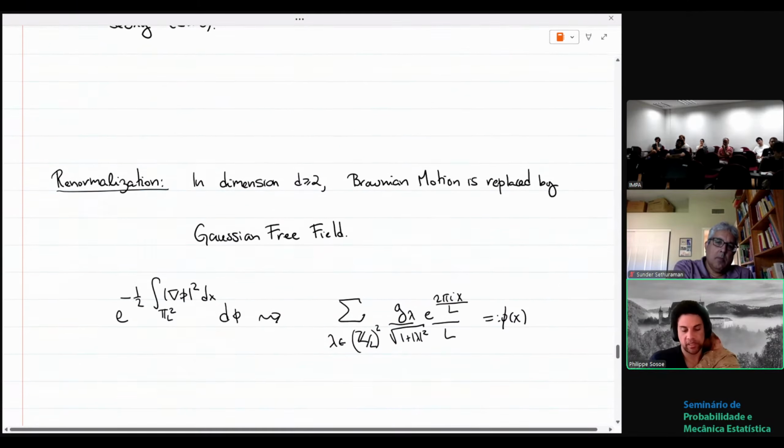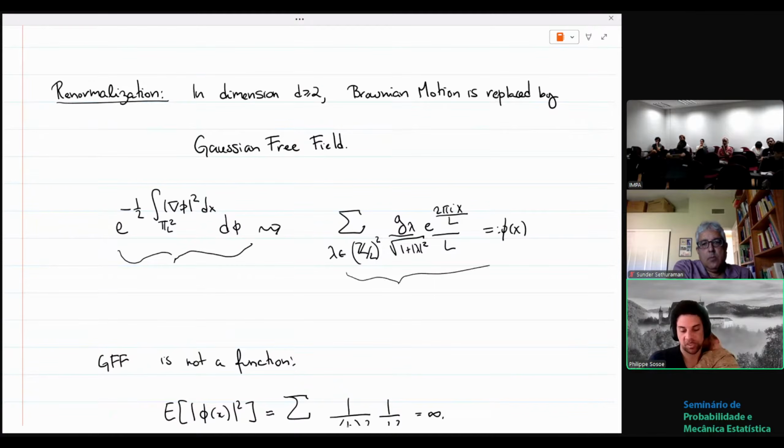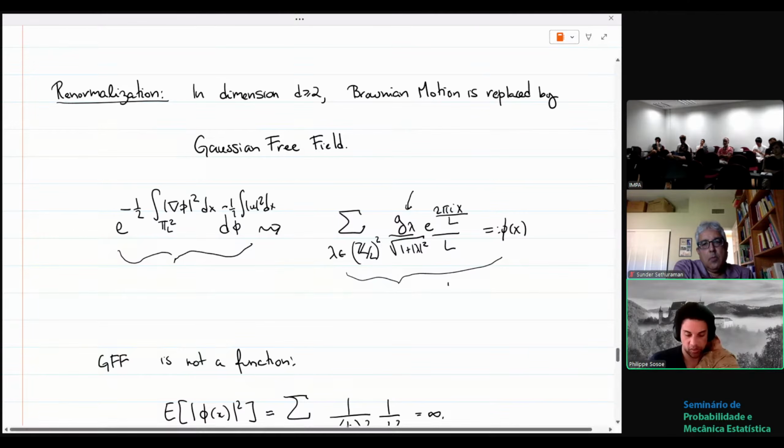Okay, so in dimension d equal to 2, the Brownian motion is replaced by this free field. So this quadratic term is replaced by this random variable, where we take e to the 2 pi i x divided by L, all renormalized by L so that the L2 norm over the torus is 1. Then we multiply by independent Gaussian random variables, and then we divide by the square root of 1 plus lambda, so there is a mass term here, where lambda runs over all numbers of this form, n over L, the eigenvalues of the Laplacian. So this field is reasonably nice, but it's very well known that it's not a function.